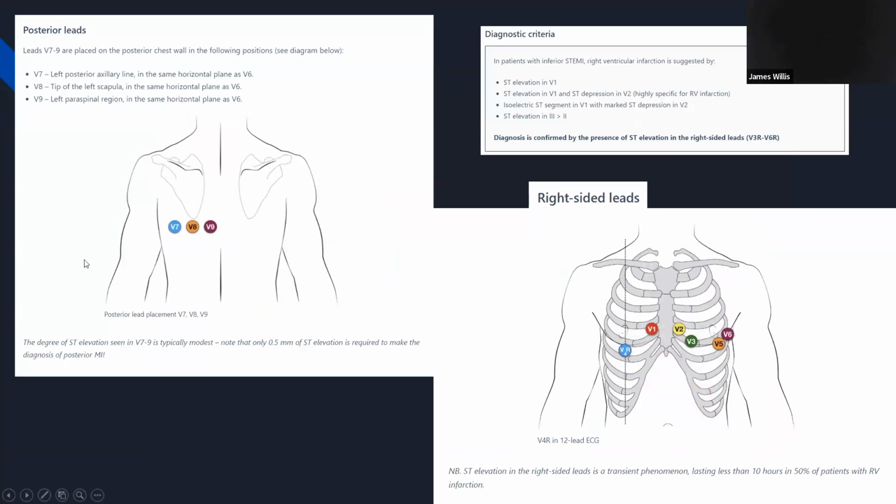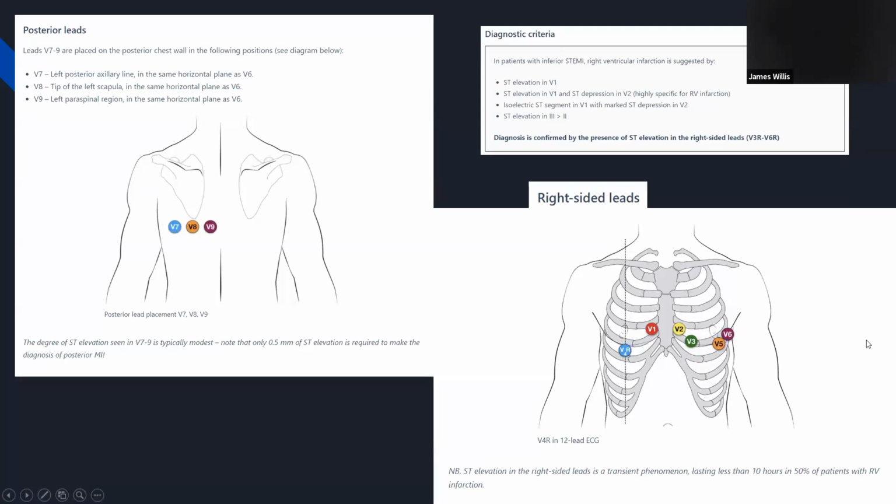So how do we get these EKGs, right? If we're concerned about extension into the posterior wall or the right ventricle. So when it comes to posterior EKGs, you can kind of just take V4, V5, V6 and move them over to the posterior left side and line them up like this along the scapula. And this will give us a view of the posterior side of the heart. If we want to get a right-sided EKG, the most specific lead to transfer over is V4, and you can move it over to the right side of the heart, and that can give you a picture of whether there's RV infarction going on.